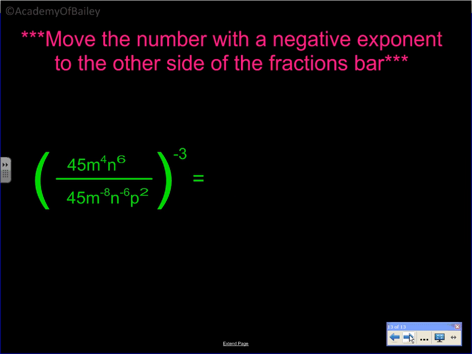Let's look here. Here's one. I want you to try this one on your own, and I want you to see if you can come up with the solution. Pause the video and then see what you can come up with.